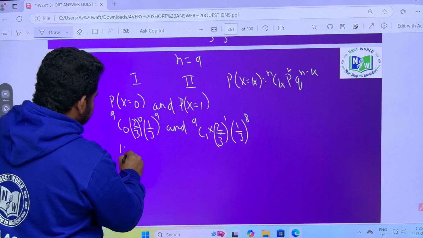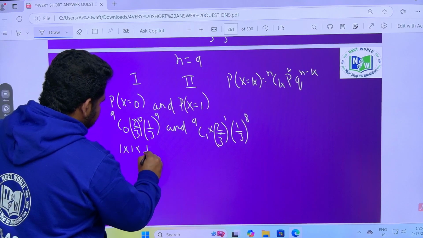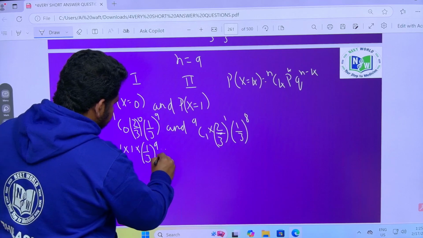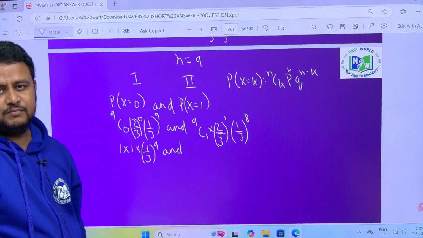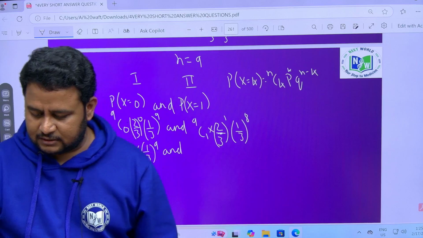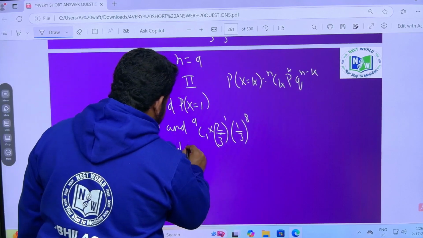nC0 will be equal to 1, 2 by 3 to the power of 0. Anything to the power of 0 is 1, so 1 by 3 to the power of 9. And what is the value of nC1? nC1 will be n itself, right? So 9C1 will be 9.